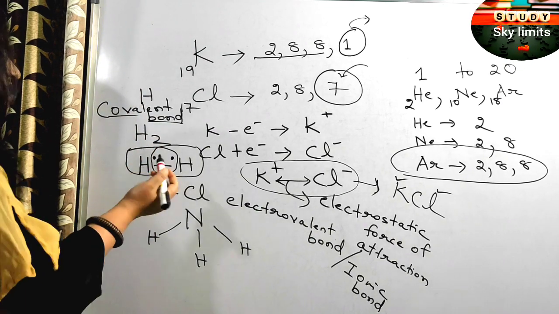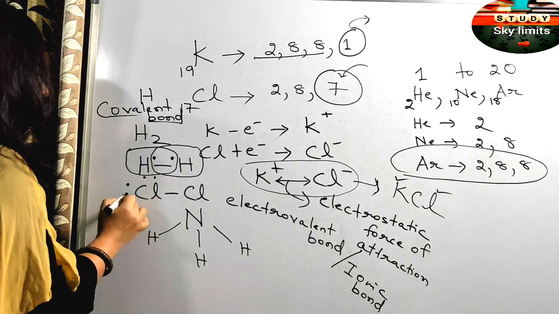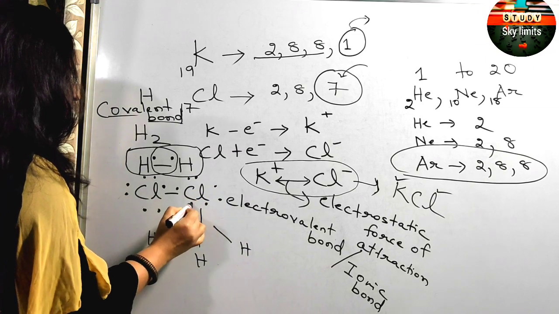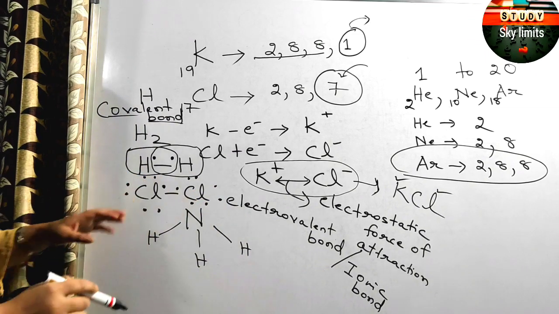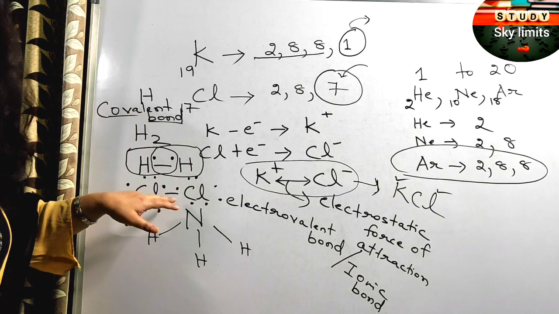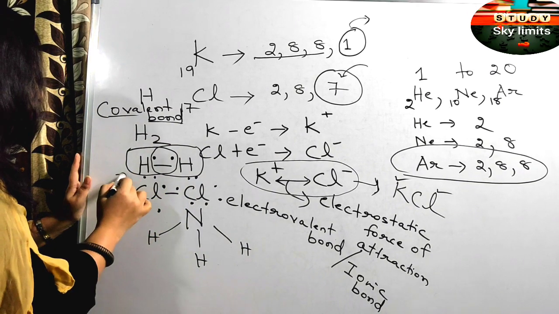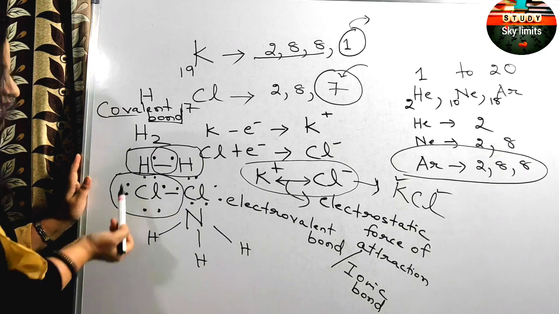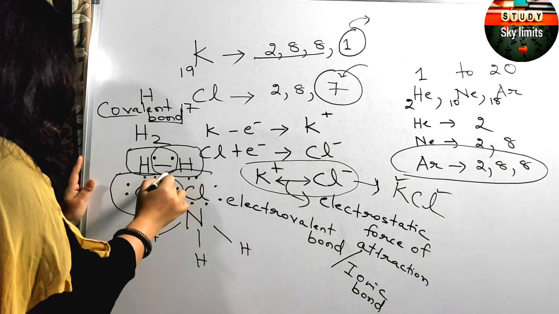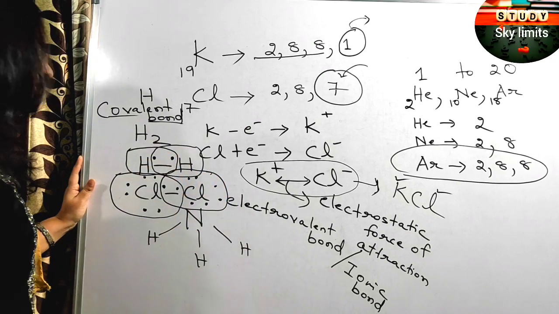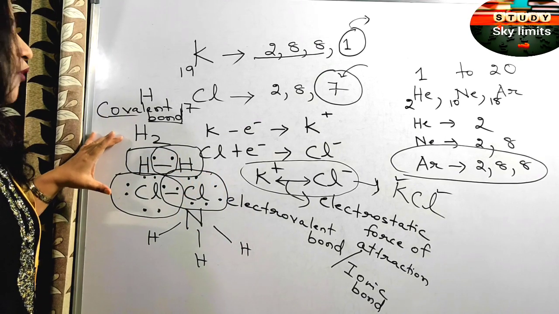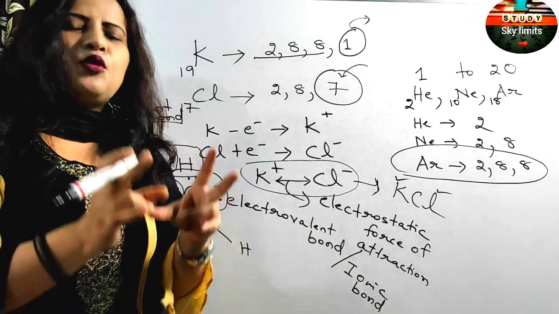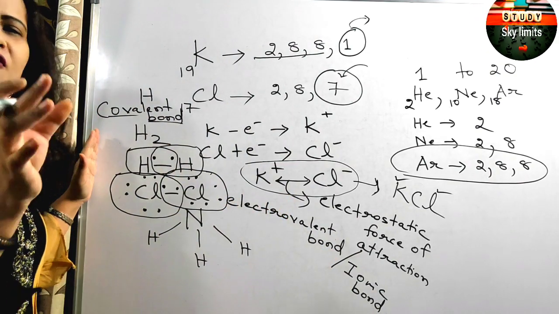What about chlorine? Chlorine has 7 electrons: 1, 2, 3, 4, 5, 6, 7. Likewise here also. So what do they do? They share one electron each. So now one single chlorine atom has obtained how many electrons in the valence shell? Complete 1, 2, 3, 4, 5, 6, 7, 8 electrons. Now each is having 8 electrons in the valence shell. So this type of bonding where the mutual sharing of electrons is taking place basically between two or more non-metals is called what? Covalent bonding.